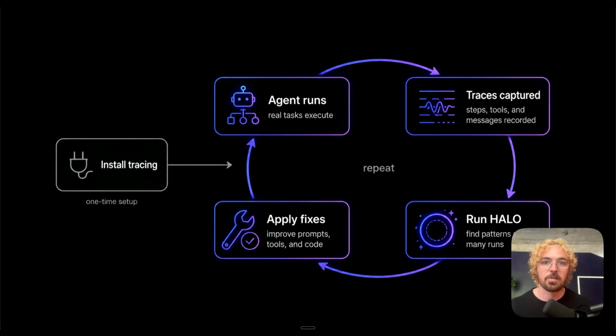The actual loop is pretty simple. The agent runs, Catalyst captures what happened, Halo finds those patterns, you apply the fixes in your coding agent, and then you use fresh traces to verify that the agent got better.